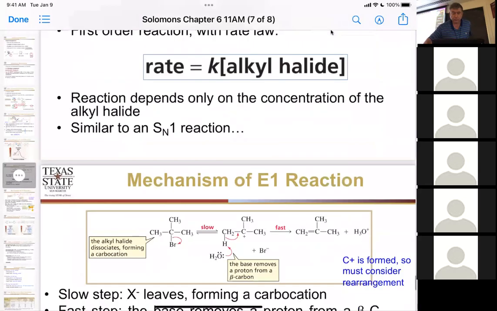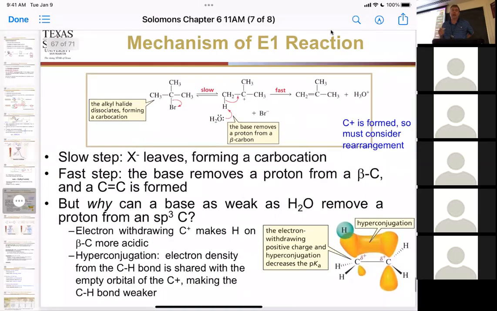Okay, so our mechanism is pretty simple. We have a slow step. The formation of the carbocation is the slow step because it's the hardest thing. We have to overcome that activation barrier to break that bond and form that ion. Now, the rules for carbocation stability still apply. Okay, tertiary carbocations are more stable than secondaries, and we hardly ever see primaries or methyls.